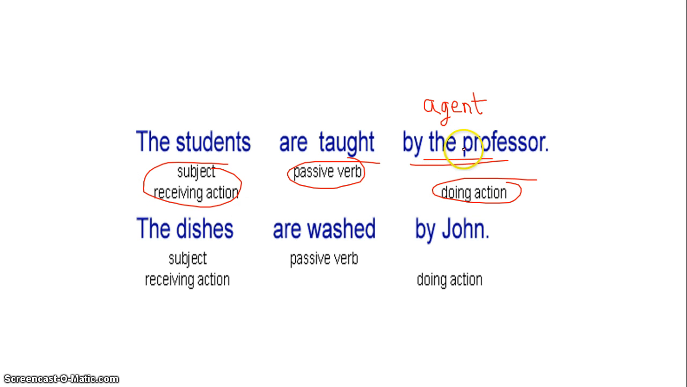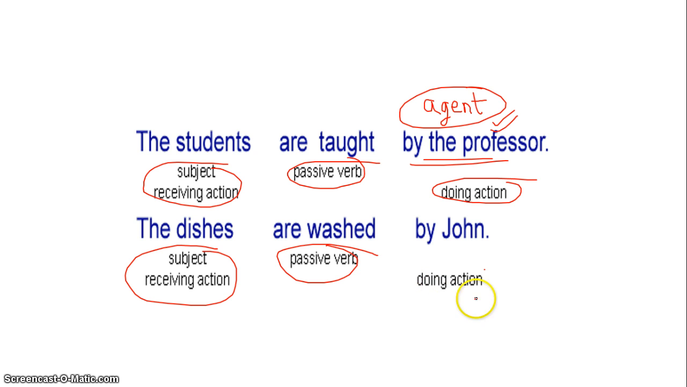So by the professor is also called the agent. We'll study more about it in the last slide. The next example states, the dishes are washed by John. Here the dishes are the subject receiving the action. Are washed becomes the passive verb, and by John is the agent which is doing the action.